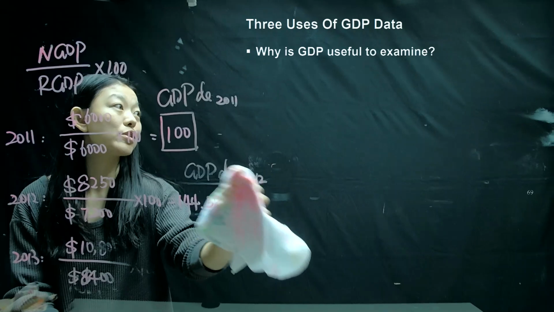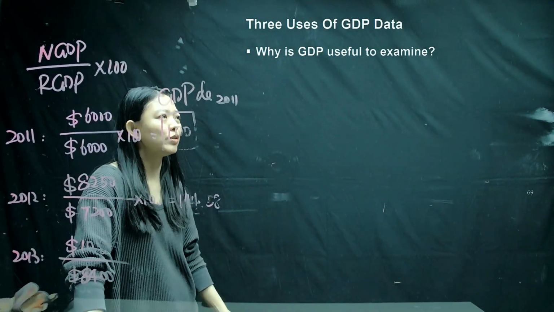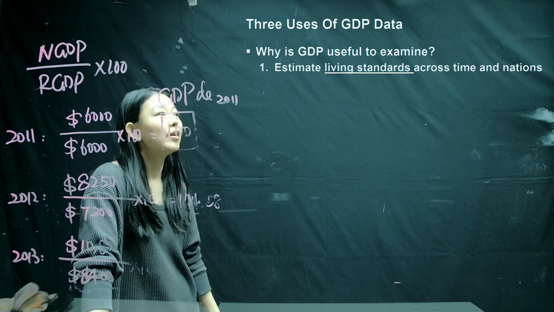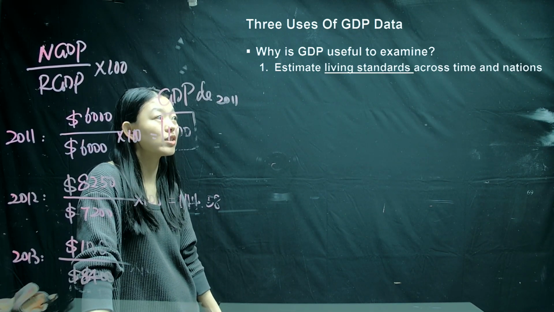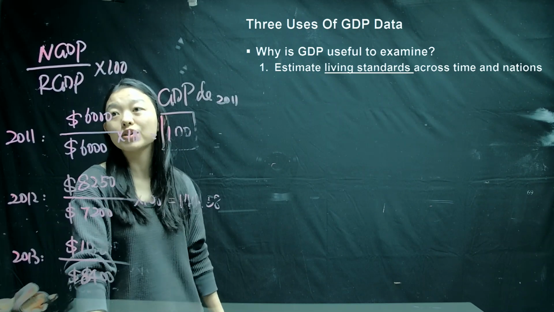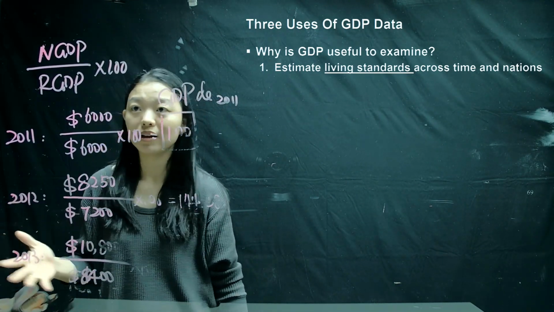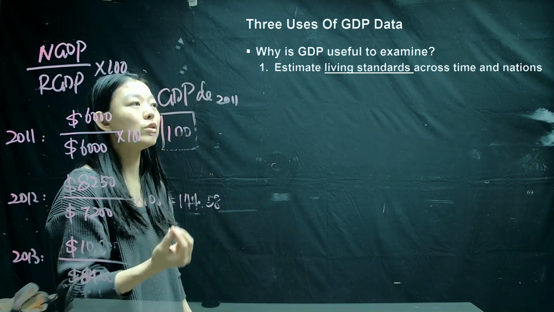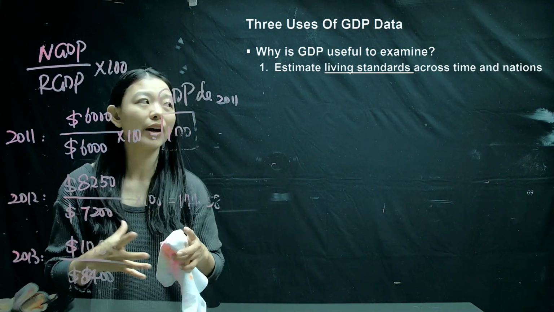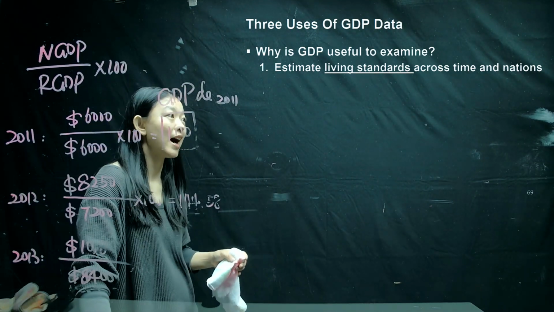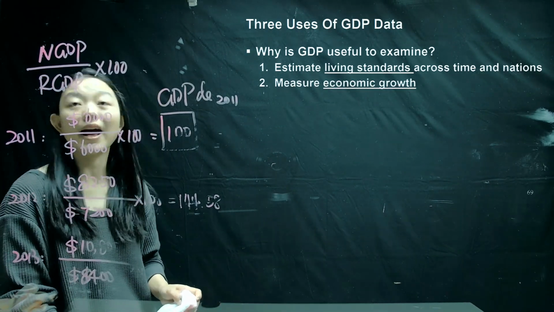Okay, so there are three major usages of GDP data. Why is GDP useful to examine? Because GDP can be used to estimate the living standards across time and nations. These years, you might notice the GDP for the USA, the GDP for China, the GDP for Germany, the GDP for Japan, right? We use GDP as a big indicator for the living standards across time and nations. And we use the GDP data to measure economic growth.